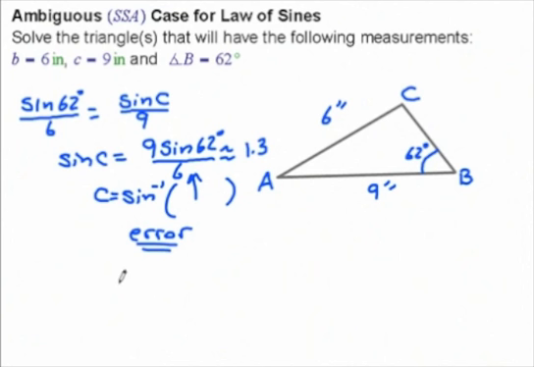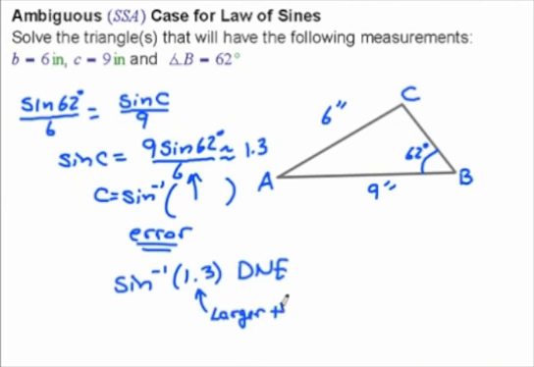Now the problem with that is you can't take the sine inverse of things that are larger than 1. So the sine inverse of 1.3 does not exist, because sine can't be larger than 1. So it can't happen. So the number of triangles we get out of this is absolutely none. So no triangles are going to come out of this one.